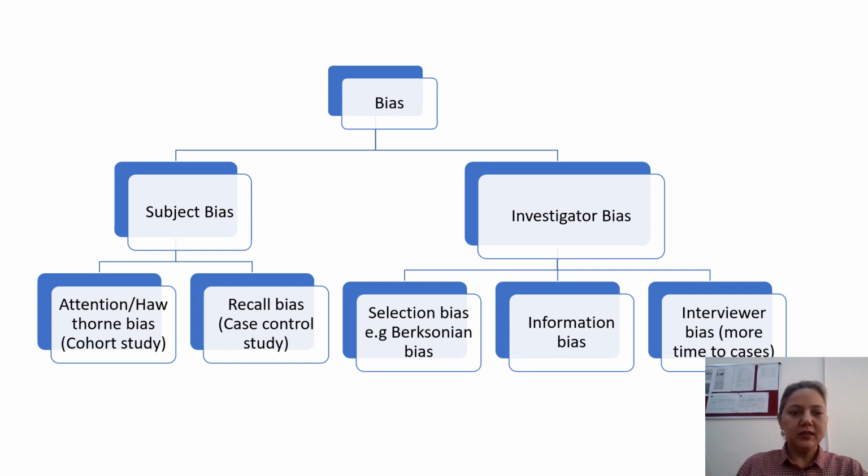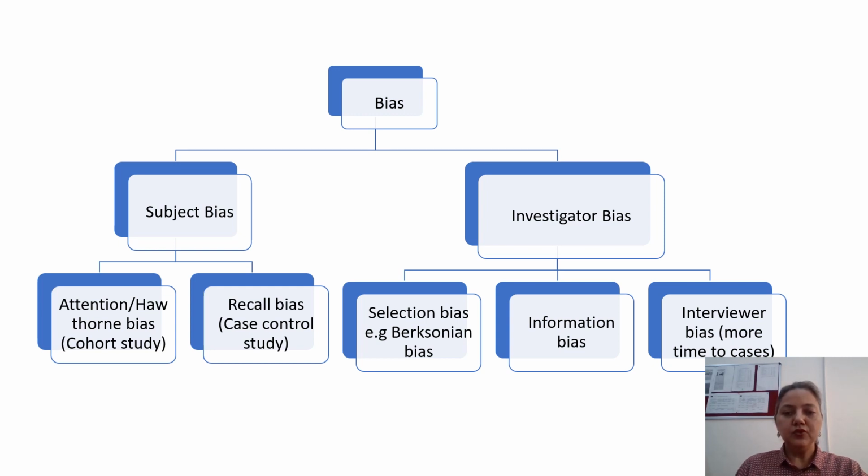Attention bias is when the study participant tries to change or eliminate his behavior, usually seen in cohort studies. Recall bias is when cases are able to recollect more regarding their exposure status as compared to the controls. Investigator bias is further divided into selection bias, information bias, and interviewer bias.